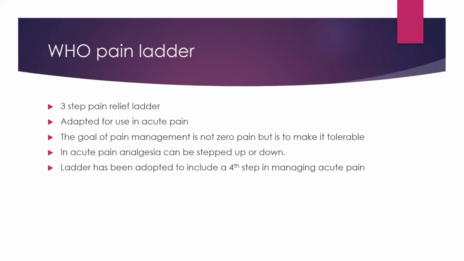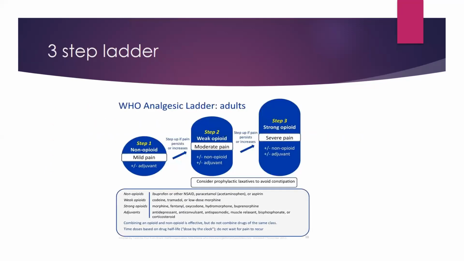There is an adaptation of this ladder now to include a fourth step, and this is applicable in acute pain. So the three-step ladder starts with step one, which is for mild pain. Remember, after you rate your pain, you will document and say the patient rated their pain as mild, which is maybe 2 or 3 out of 10 on the numerical pain scale. After you rate the pain, you check which step of the ladder you need to start at.